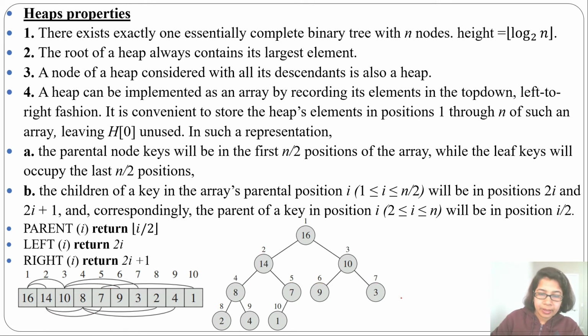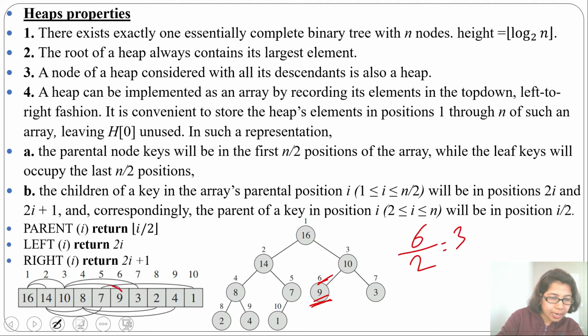Let's find the parent. Now for this node, the node value is 9 and the index is 6. Index 6 means its parent will be at 6 divided by 2, so its parent should be at 3. Now just check for 9, its parent is 10 and it is present at index 3.